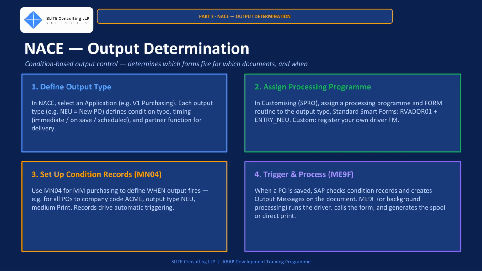Fourth, when a PO is created or changed, SAP evaluates the condition records and creates output messages on the document. Fifth, transaction ME9F processes pending output. The driver program runs for each document, calls the form, and generates the spool or direct print output. NACE makes form output automatic and consistent. Consultants configure it, developers build the form and driver, business users just save their documents.